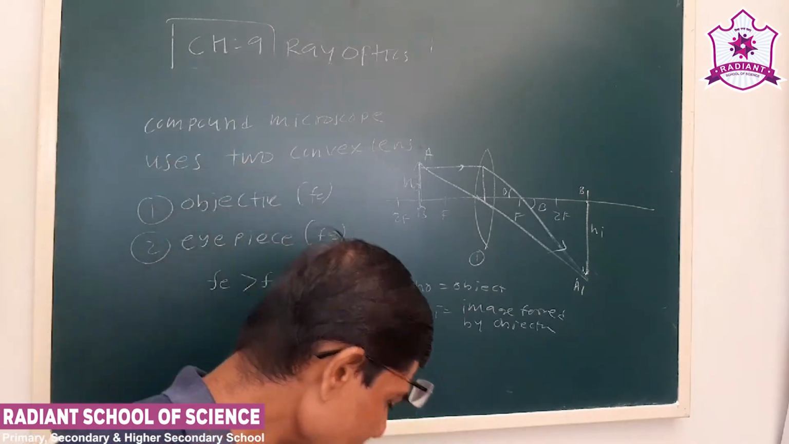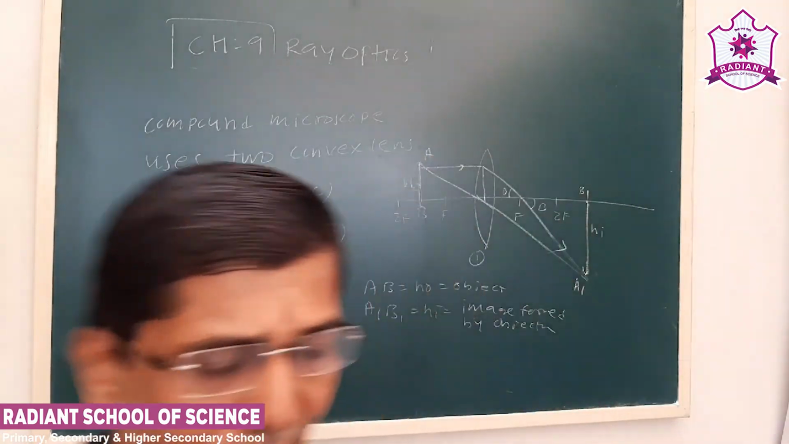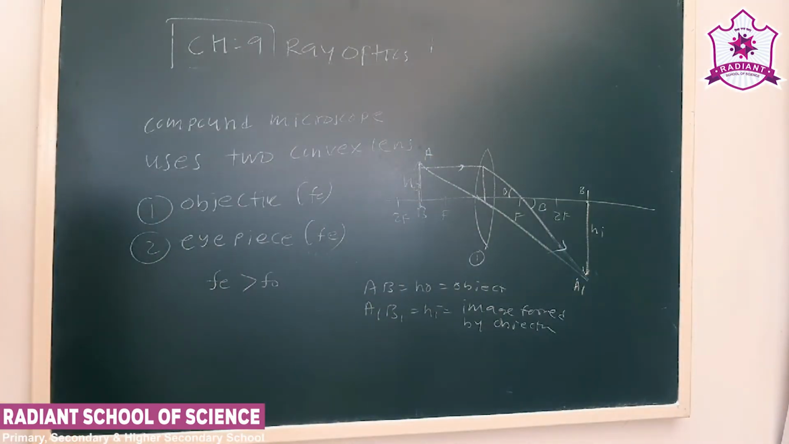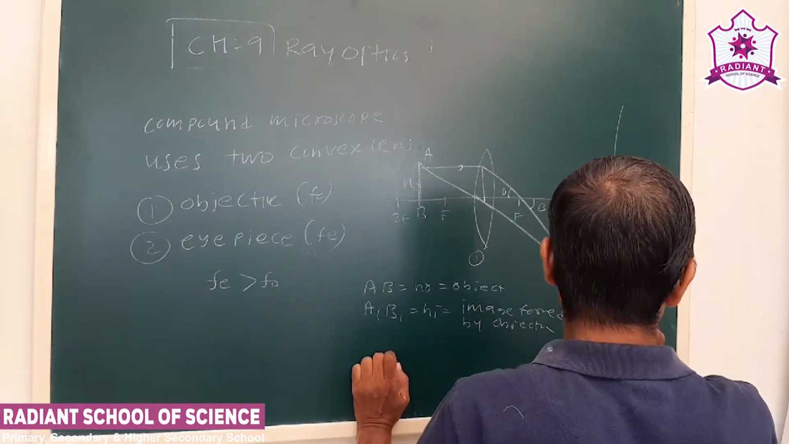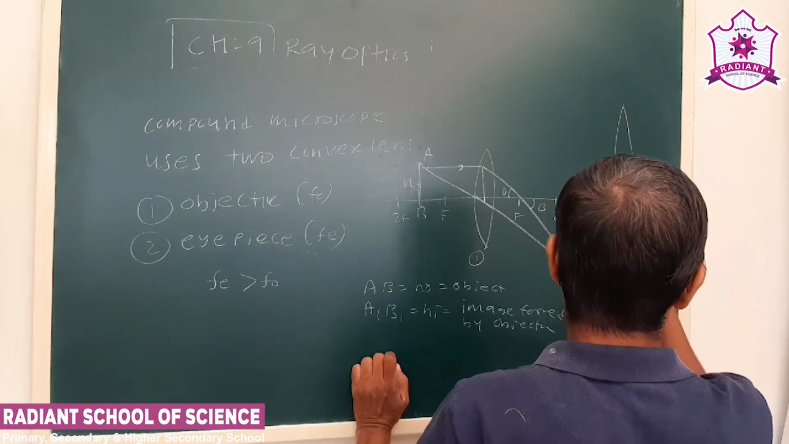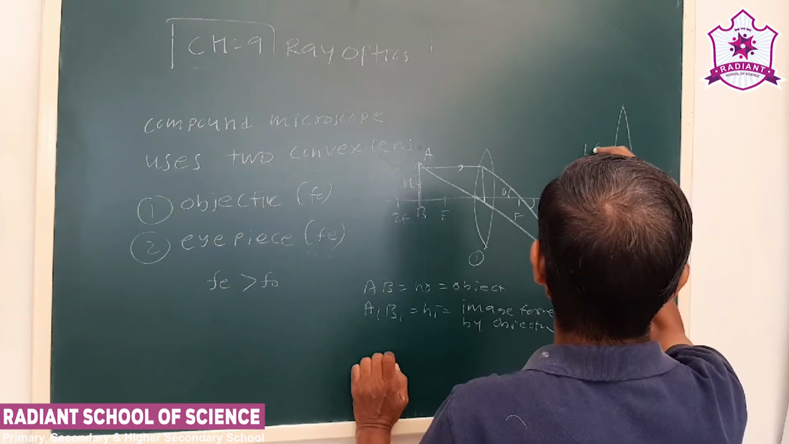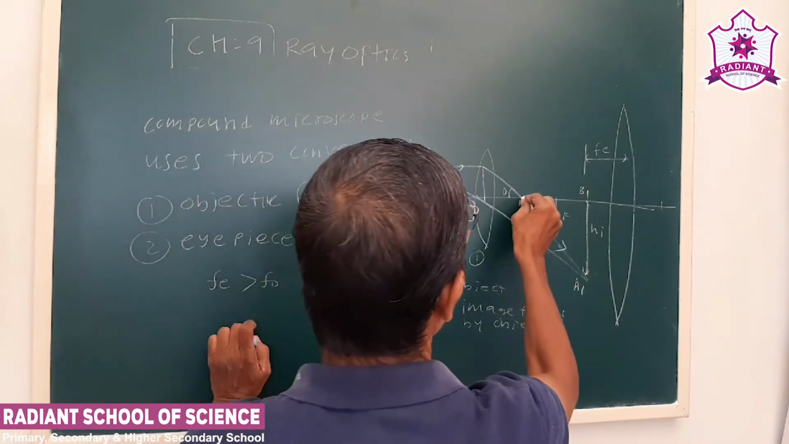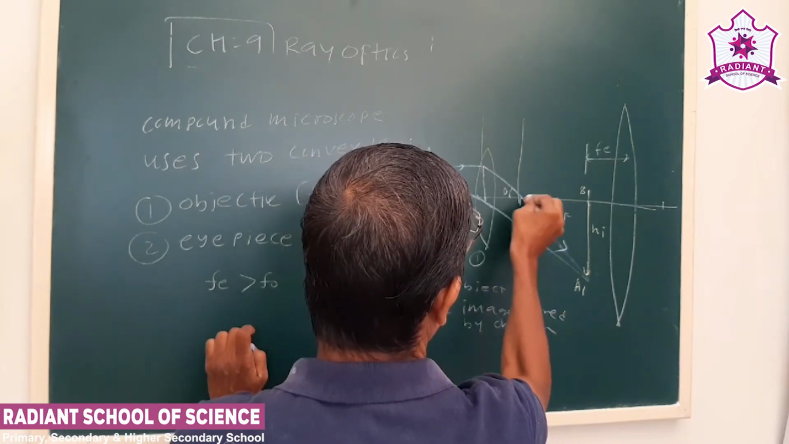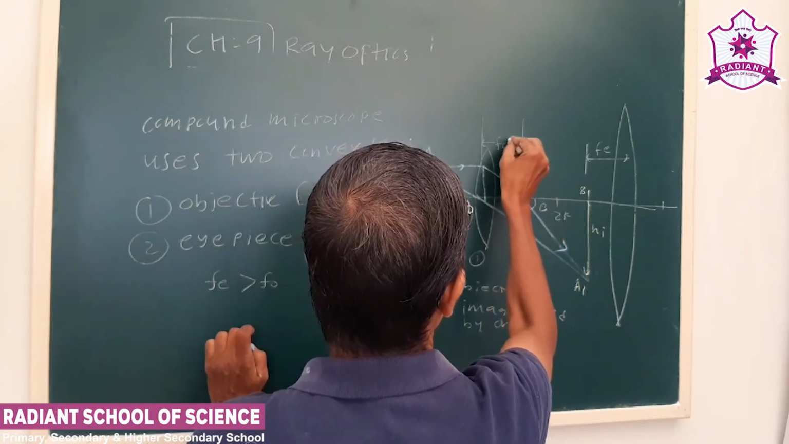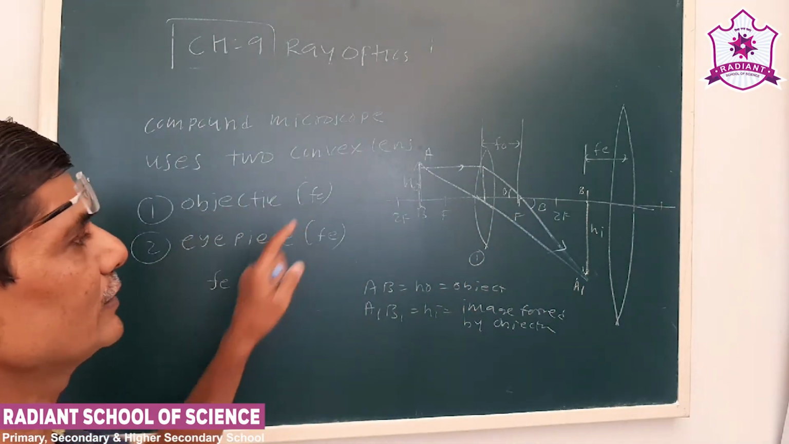Now secondly, we have seen that when the object is placed within the f of a convex lens, a larger image is formed, which is virtual, erect and larger than the object. So this is our eyepiece. Now see, this length, the center to the focus, will be the focal length FO. FO is the focal length of the objective.